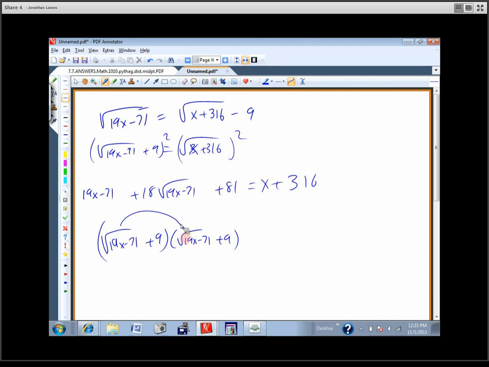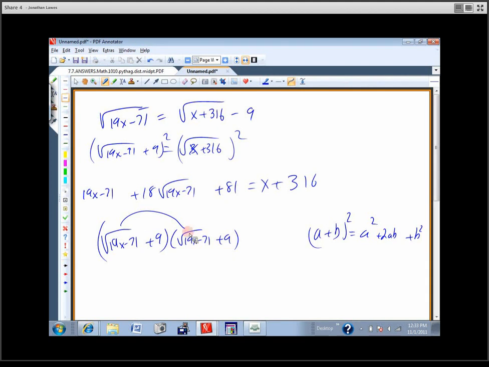So if I multiply these together, whenever you square these two binomials, it's always going to produce a perfect trinomial square. So if you have a plus b quantity squared, you're going to get a square of the first one. It's going to end with a square of the second one, and then you multiply the two of them together and double it to get the middle term. So that's going to be plus 2ab.